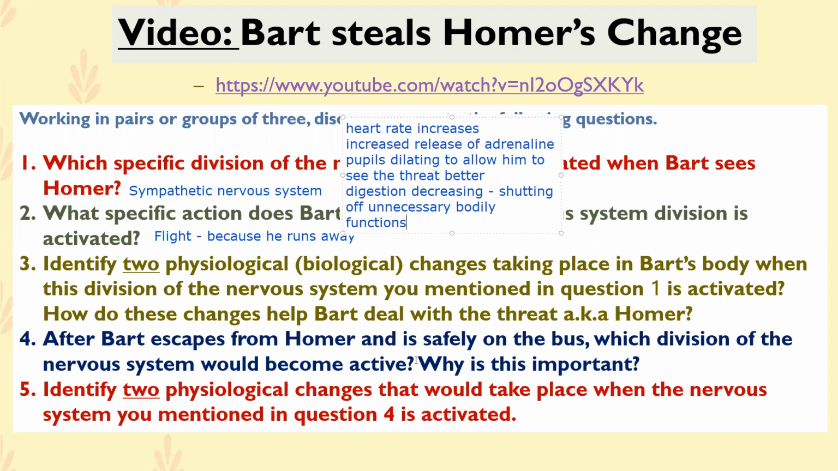So that's good. All right, guys, question 4. After Bart escapes from Homer and he's safely on the bus and Homer's kind of crashed into that garage door and Homer's not able to catch Bart and he's obviously no longer a threat, which division of the nervous system would then become active and why is this important? So first, can as many people as possible put in the chat box what nervous system is activated when Homer is no longer able to catch Bart, when Bart successfully escapes. Give me the name of that nervous system.